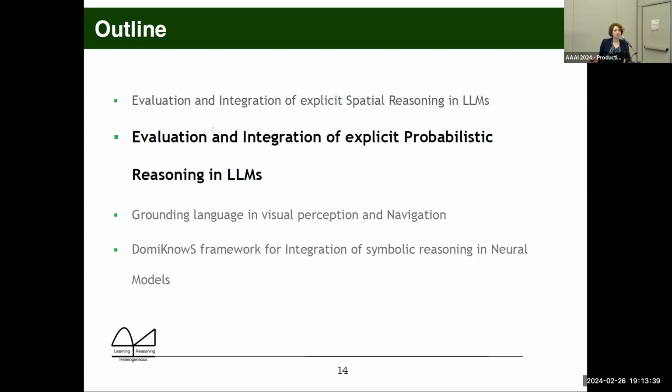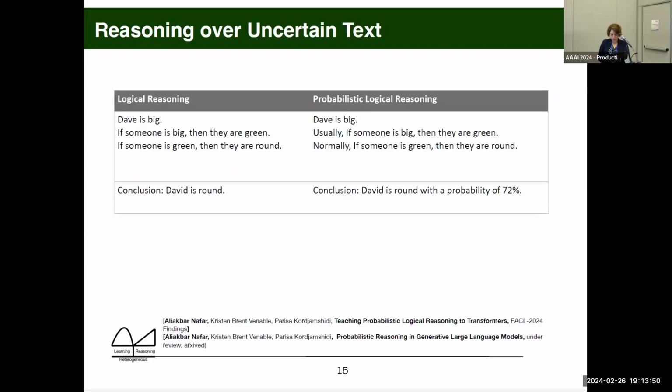So let me show you another piece of work that we did for dealing with uncertainty, or question answering with probabilistic reasoning based on LLMs. What I mean by probabilistic reasoning, there are probably different understandings of this, but this is what we mean. This is an example of logical reasoning: David is big, if someone is big, then they are green, and if someone is green, then they are round. Now we want to conclude David is round. This is taken from a dataset called RuleTaker from AI2. And then we try to augment this with probabilities.